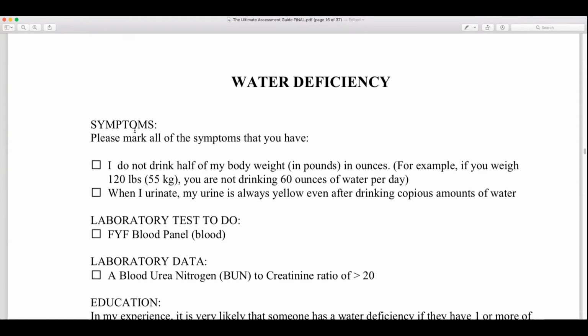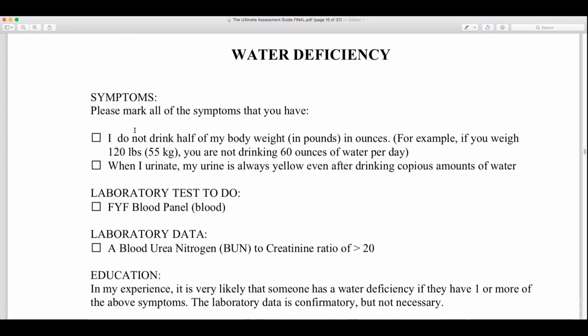And then water deficiency. If you do not drink half of your body weight in ounces, for example, if you weigh 120 pounds, you're not drinking 60 ounces of water per day. If you're measuring yourself in kilograms, it's about the same number of kilograms. And when you urinate, your urine is always yellow even after drinking copious amounts of water. So this is indicating dehydration. We stick this in the deficiency section and call it water deficiency, but it's basically dehydration.